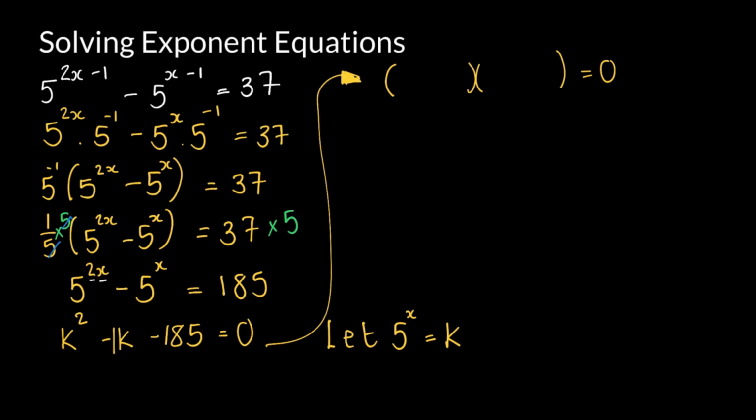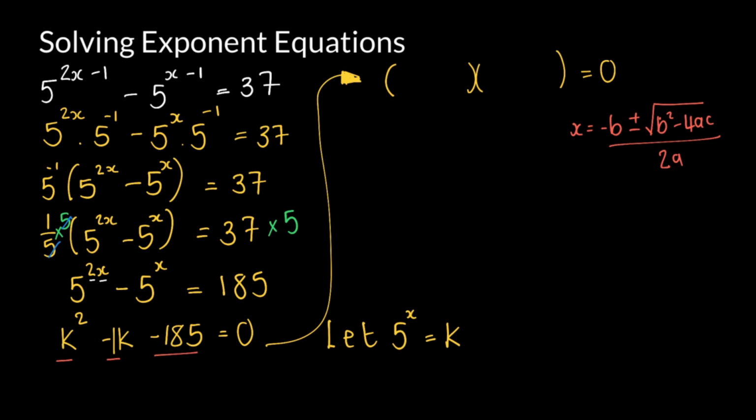Okay, so what we're going to have to do here is use the quadratic formula. I hope you're familiar with the quadratic formula. It's going to say, if we're looking for x, we're going to use minus b plus minus the square root of b squared minus 4ac, divided by 2a. And we've got our b over here is going to be negative 1. Our a is going to be 1, because that's the coefficient in front of x squared, or k squared, and our c here is going to be negative 185.